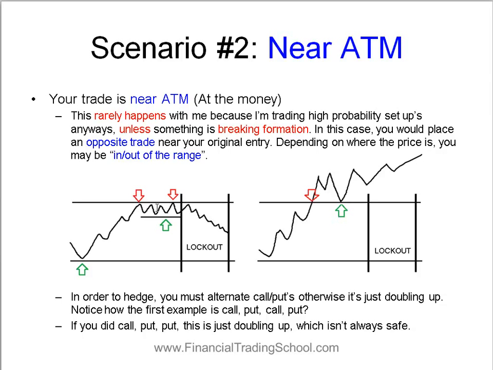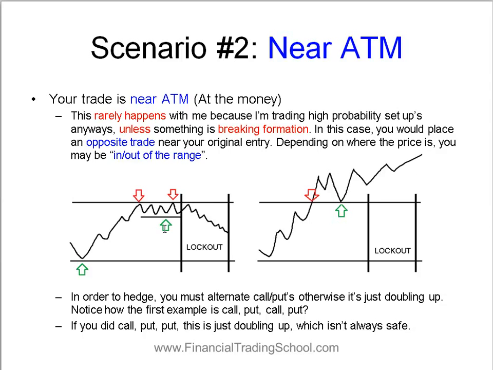Now here's a problem. Price for some reason is taking too long to bounce down. So it starts getting choppy near the top. So for this, because there's a time lag, which is a lesson for later on, you may be hesitant: is price really going down or is it going to go up and break? So you place a backup call. The thing to note here, in order to hedge, you must alternate calls and puts. Otherwise, it's just doubling up.